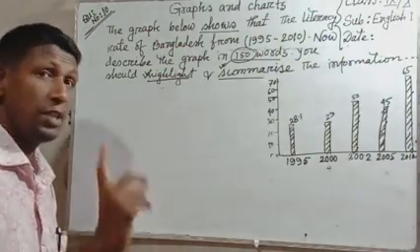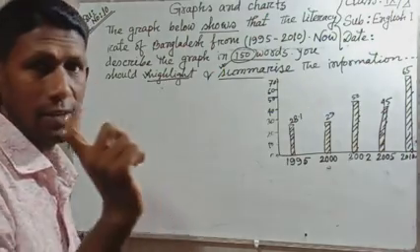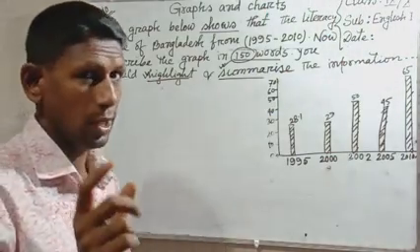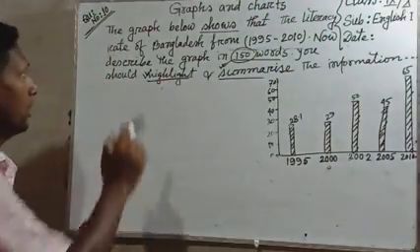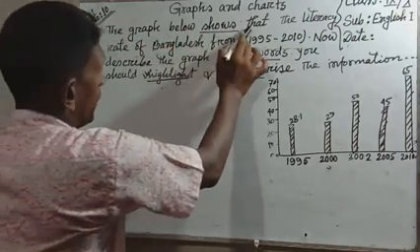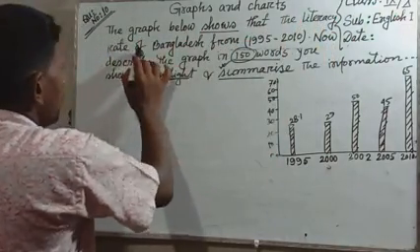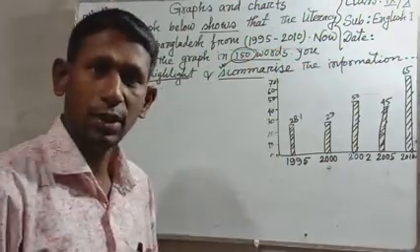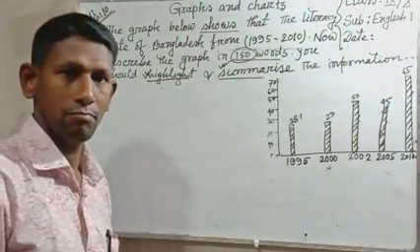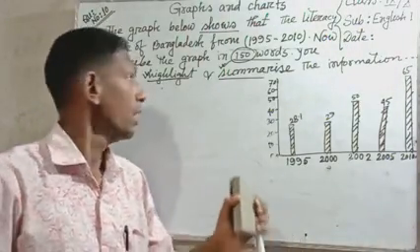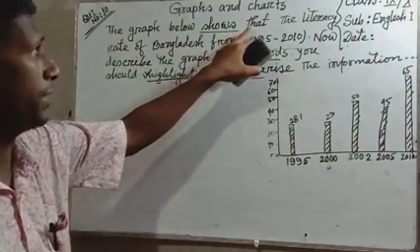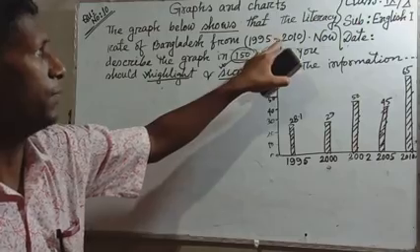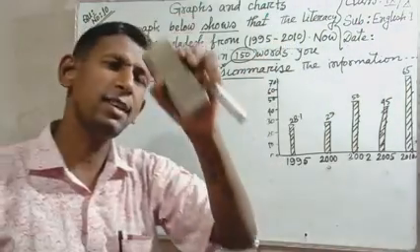So at first we think about the topic sentence. At first you will read out: the graph below shows the literacy rate of Bangladesh from 1995 to 2010. That is the topic sentence. Clear? The graph below shows the literacy rate of Bangladesh from 1995 to 2010. That is the topic sentence.